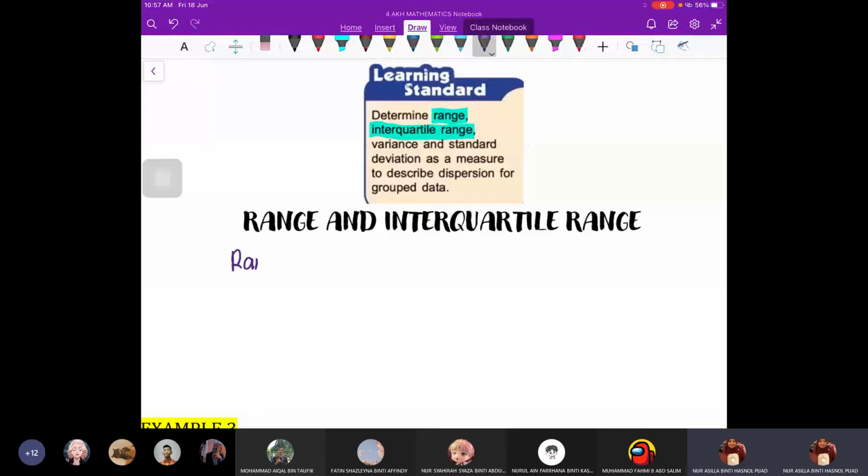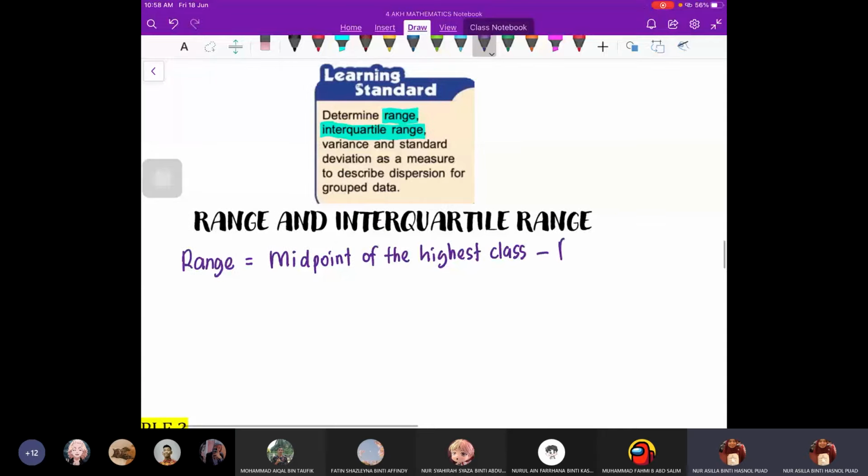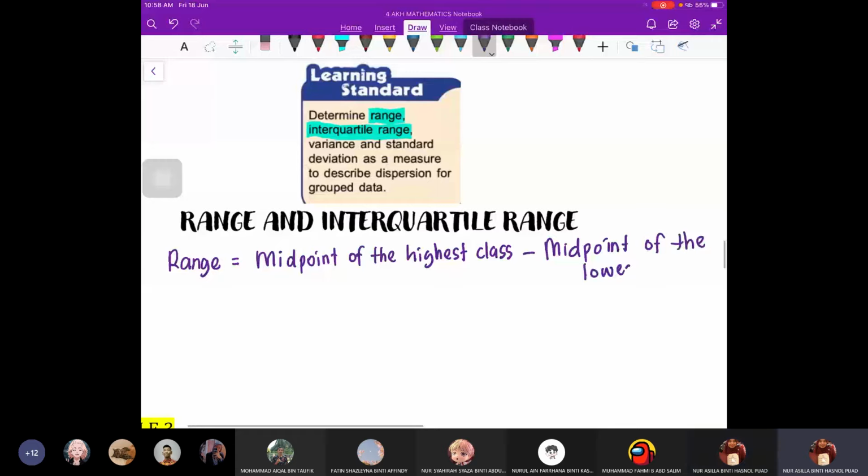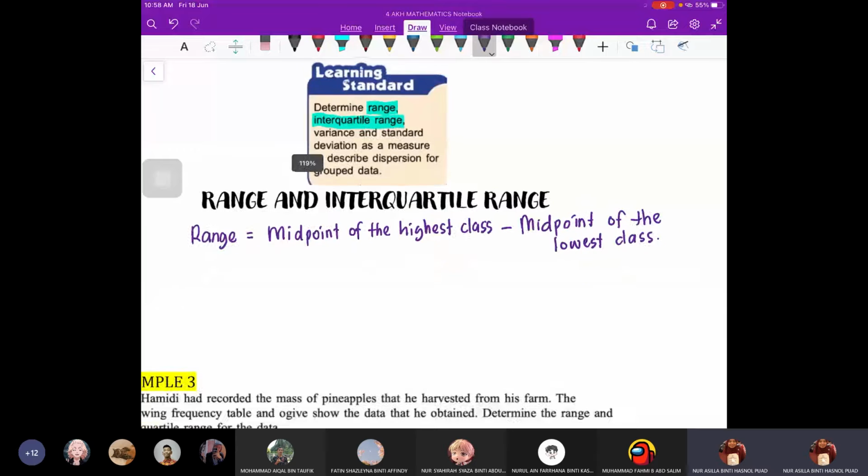So range bagi group data. Okay. Range bagi group data macam mana nak kira adalah you get the midpoint of the highest class. Highest class bukannya bergantung kepada highest frequency. No. You cari midpoint of the highest class. So kelas yang paling tinggi sekali. So kalau minimum is 200, the highest is 800. Jadi pergi kepada kelas 800. That is what it meant. Okay, kemudian kamu minuskan dengan midpoint of the lowest class. Okay, so this is the formula. Jadi kita akan apply formula tu in our example.